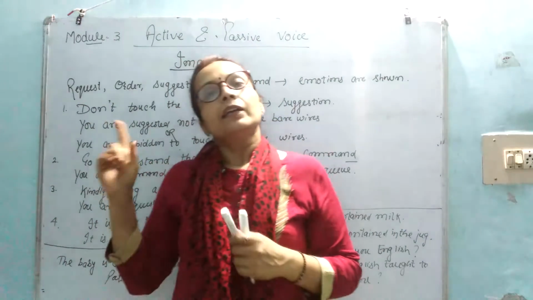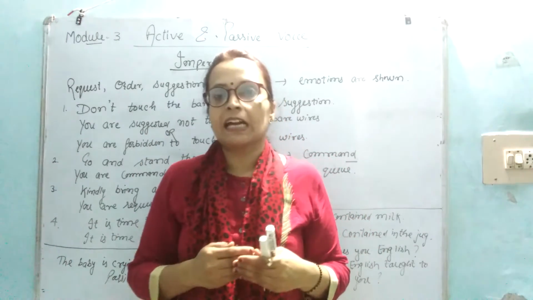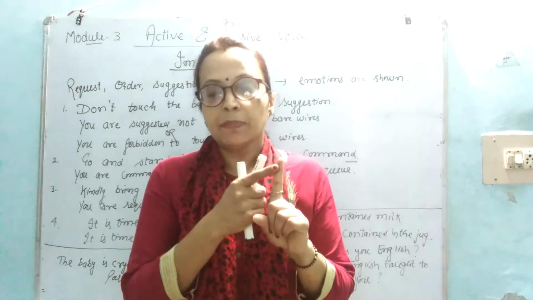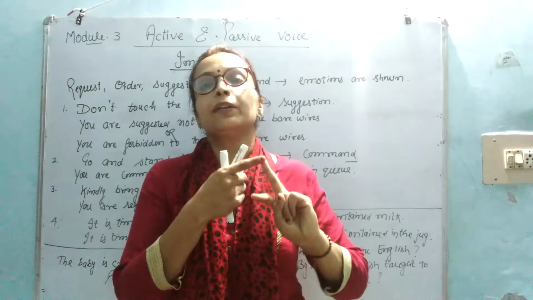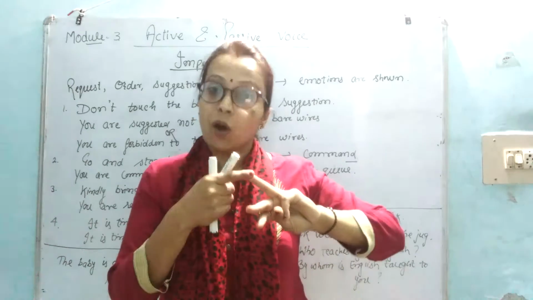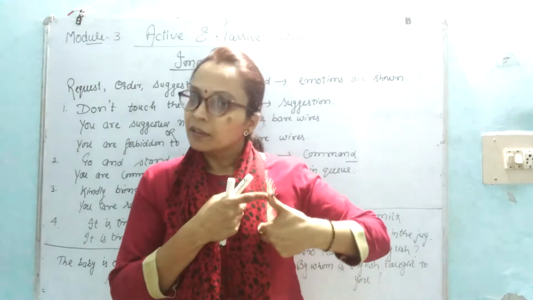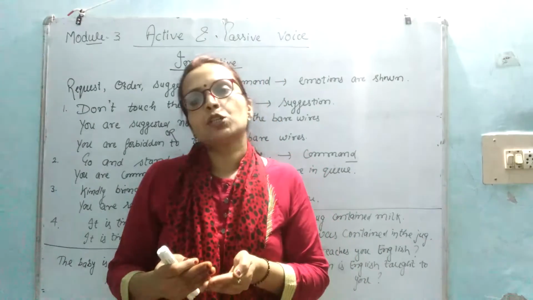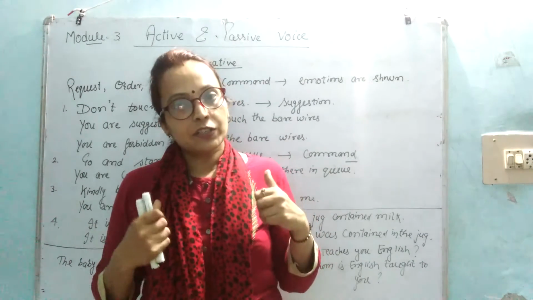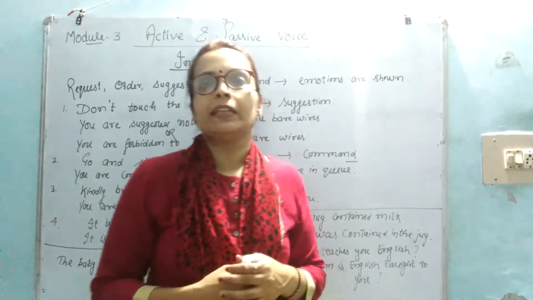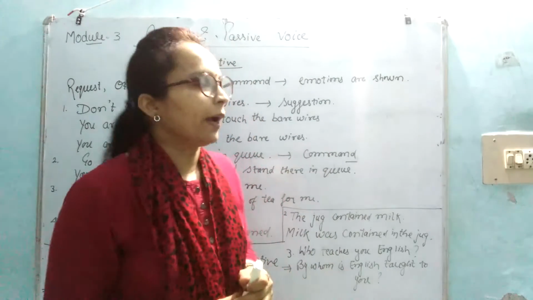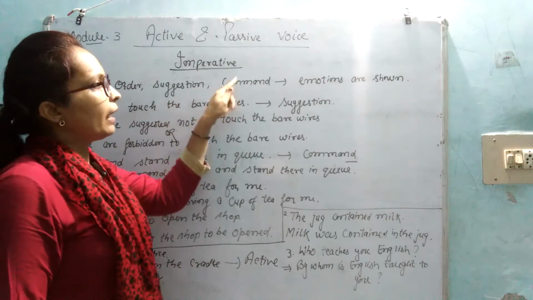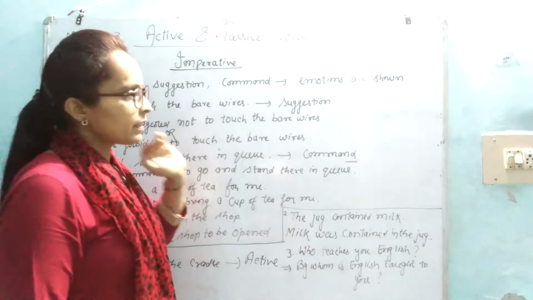Right? And here you will find some emotions being shown. What kind of emotions? Sometimes it shows a request, sometimes a command, sometimes an order, sometimes advice, sometimes a suggestion. So these are the emotions shown in imperative sentences. We will study them and then find out the difference between simple and imperative. Let's go ahead. I have told you: request, order, suggestion, command. These are the emotions shown in imperative sentences.